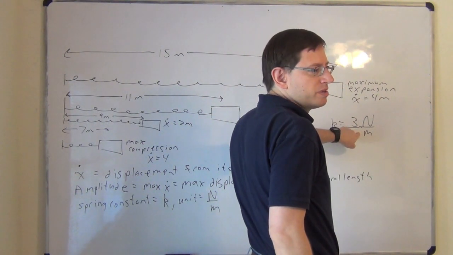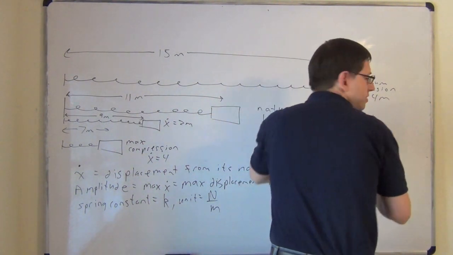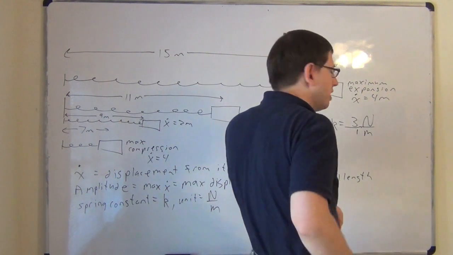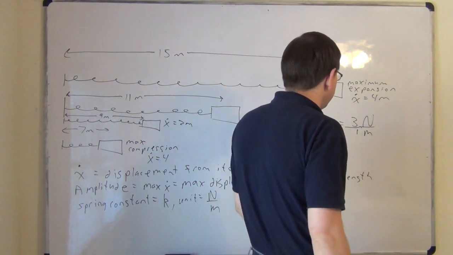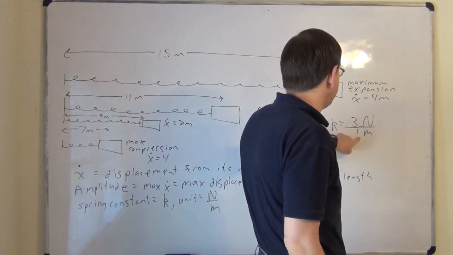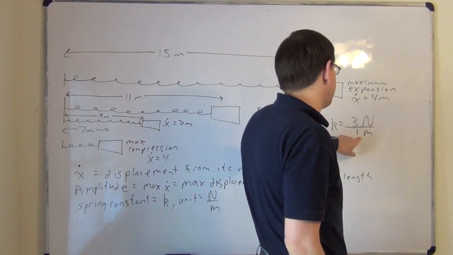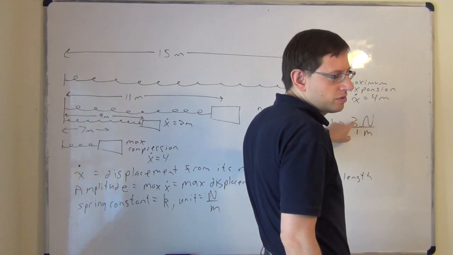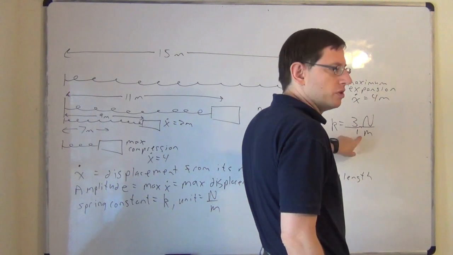And what would be a good number to put on the bottom? 1. And that's actually what you did. In your explanation, you used the number 1. So that's a good technique for a fractional unit. This means that if we compress it 1 meter, it would take a force of 3 newtons, or the spring would fight us with a force of 3 newtons.